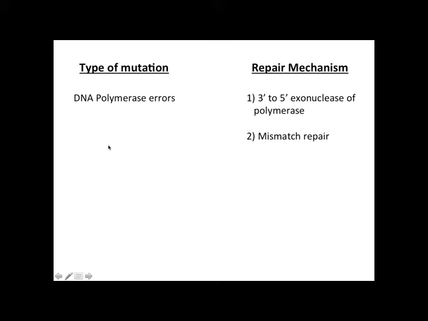So the next one that we talked about, for example, might be deamination and depurination, and you can put that on the left side of the chart, and on the right side of the chart, put the repair mechanism. Because there are a number of different mutations we're going to talk about, there are a number of different repair mechanisms we're going to talk about. It's important that you keep them organized.